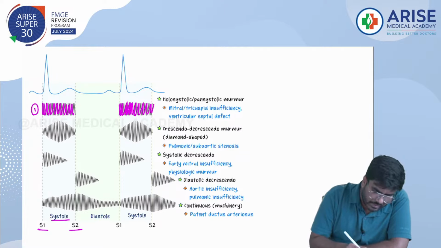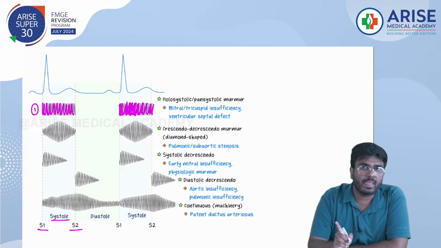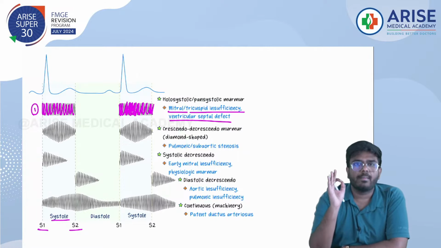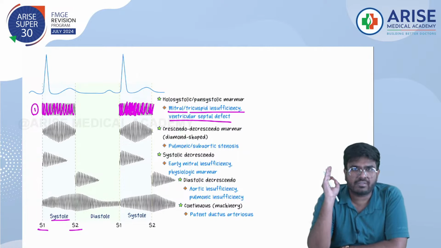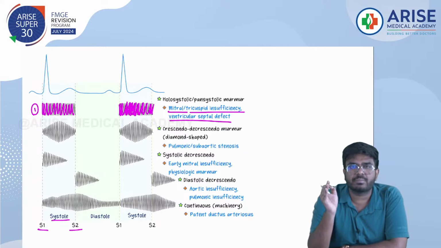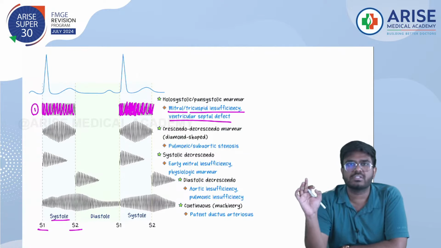So this murmur is a pan-systolic murmur or holosystolic murmur seen in three conditions: MR, TR, VSD. Mitral regurgitation, tricuspid regurgitation, and ventricular septal defect. Only these three. These are the three conditions in which the patient is going to have a continuous murmur during the systole. Pan-systolic, that's why pan-systolic, throughout the systole.